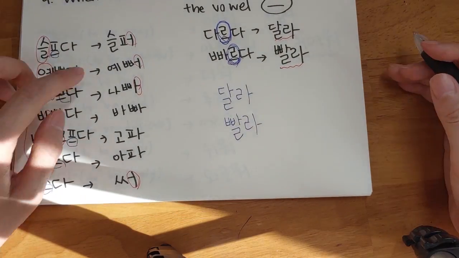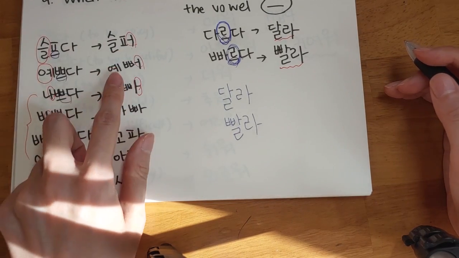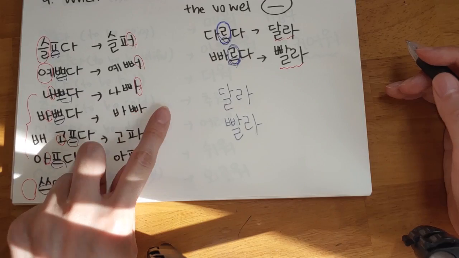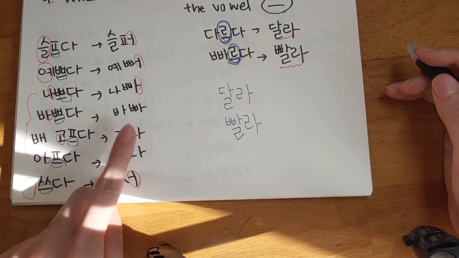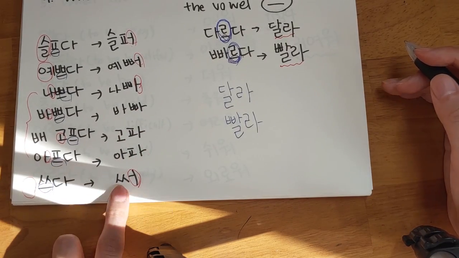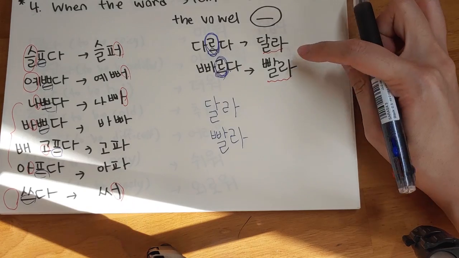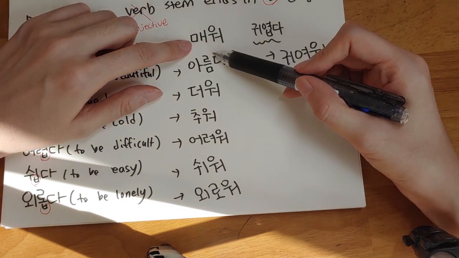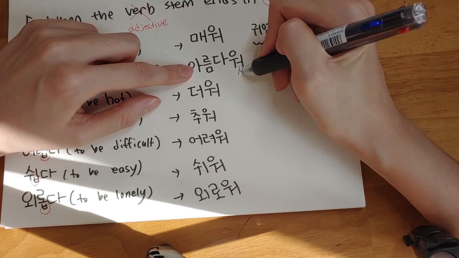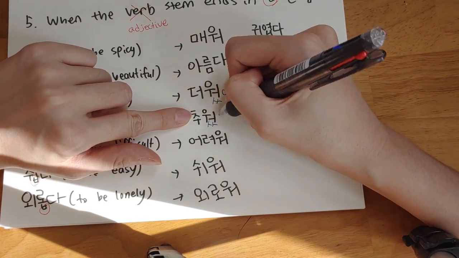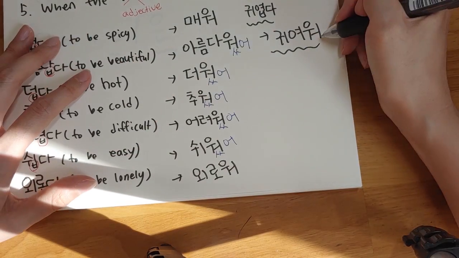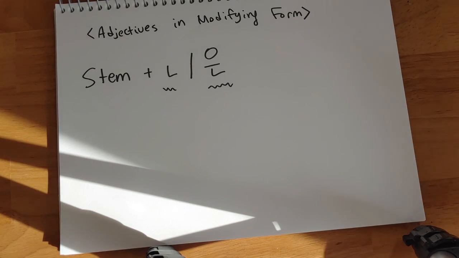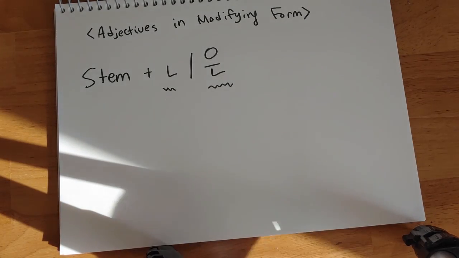And same with these. 슬펐어. 예뻤어. 나빴어. 바빴어. 고팠어. 아팠어. 썼어. 달랐어. 빨랐어. Right? And this one as well. 매웠어. They all were the same. 귀여웠어. Was cute. And so, yes, that was about adjective conjugation in a sentence.